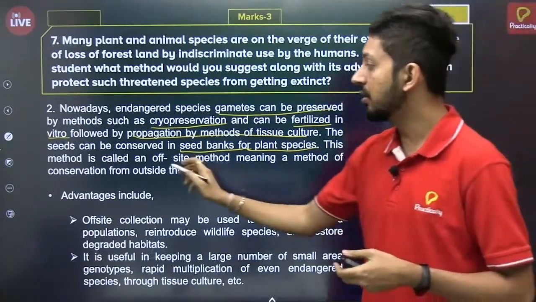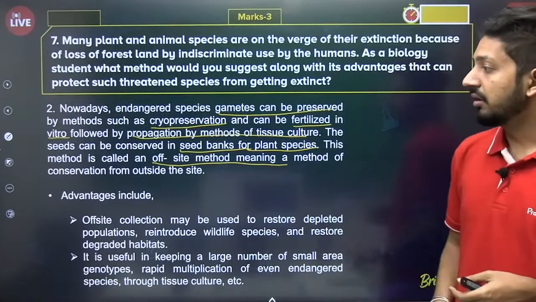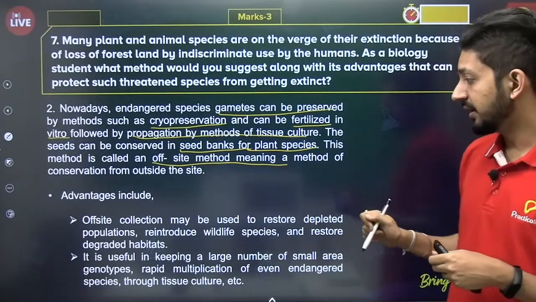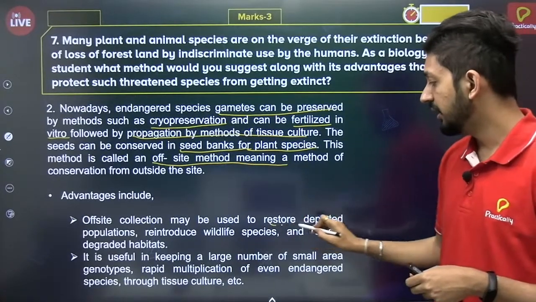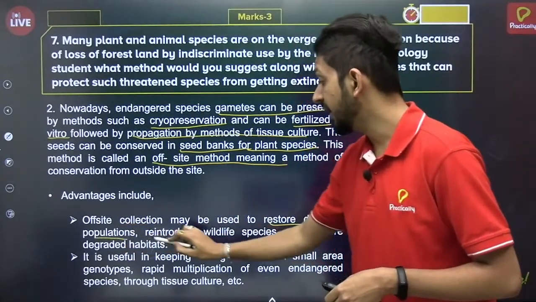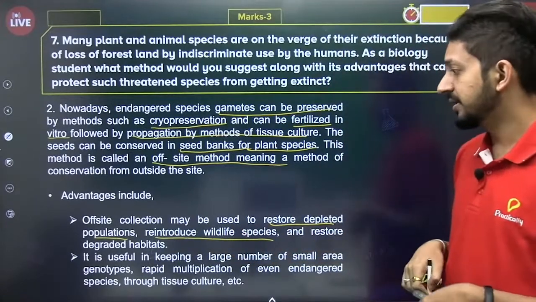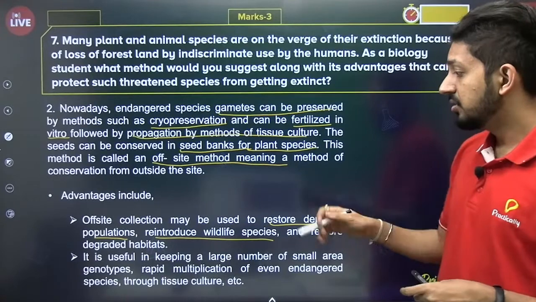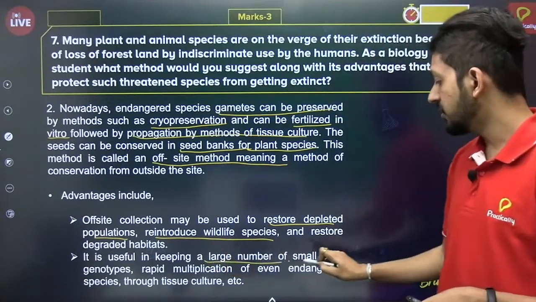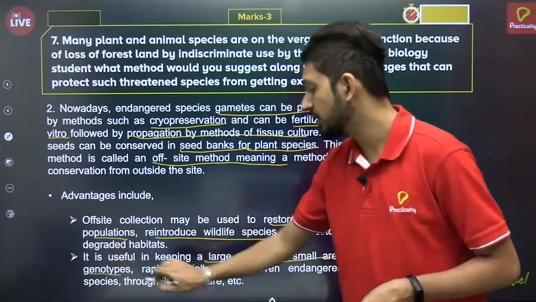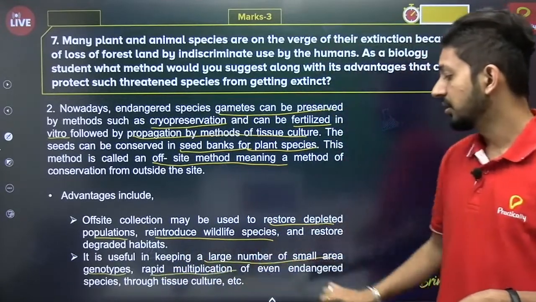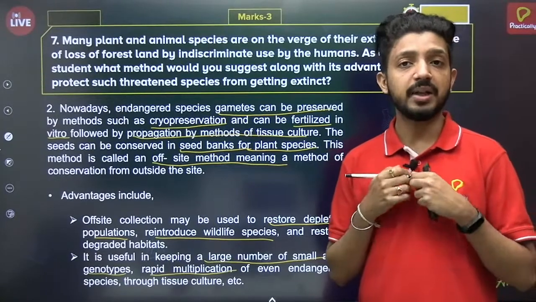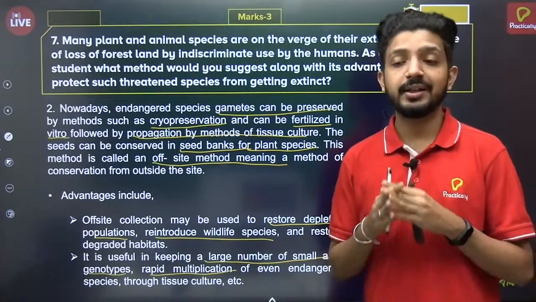This method is called the off-site method, or method of conservation from outside the site. And the advantages are what? Off-site collection may be used to restore the depleted population, reintroduce wildlife species and restore the degraded habitats as well. It is useful in helping a large number of small area genotypes, and in rapid multiplication of even endangered species through tissue culture. So these are the various methods by which you can preserve the endangered species.